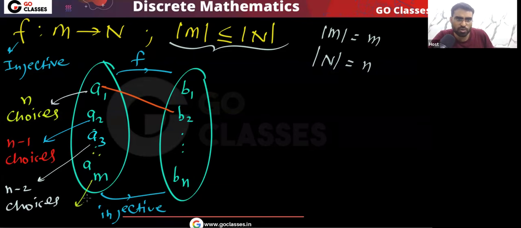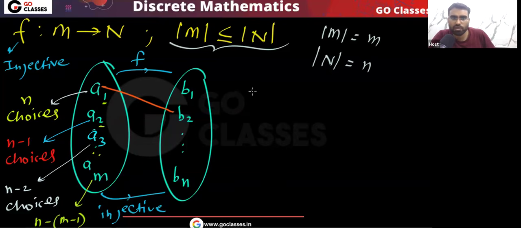For Am, how many choices will be there? See, A1 has n choices, A2 has n minus 1 choices, A3 has n minus 2 choices. So Am will have how many choices? Do you agree? Please understand. A1 has n choices, meaning n minus 0. A2 has n minus 1. A3 has n minus 2. So Am will have n minus m plus 1.